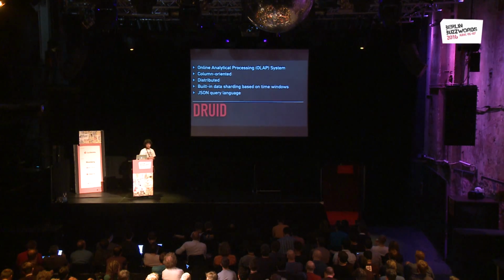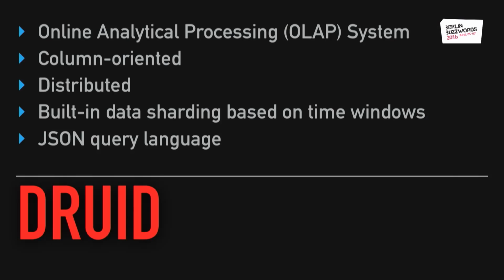It's distributed. Distributed means that you have multiple different roles, like a real-time node that handles the real-time data, a historical node that is able to read historical data also from distributed storages like HDFS or S3, and a broker role that knows where to forward queries and where your queries have to go. It has built-in data sharding capabilities.